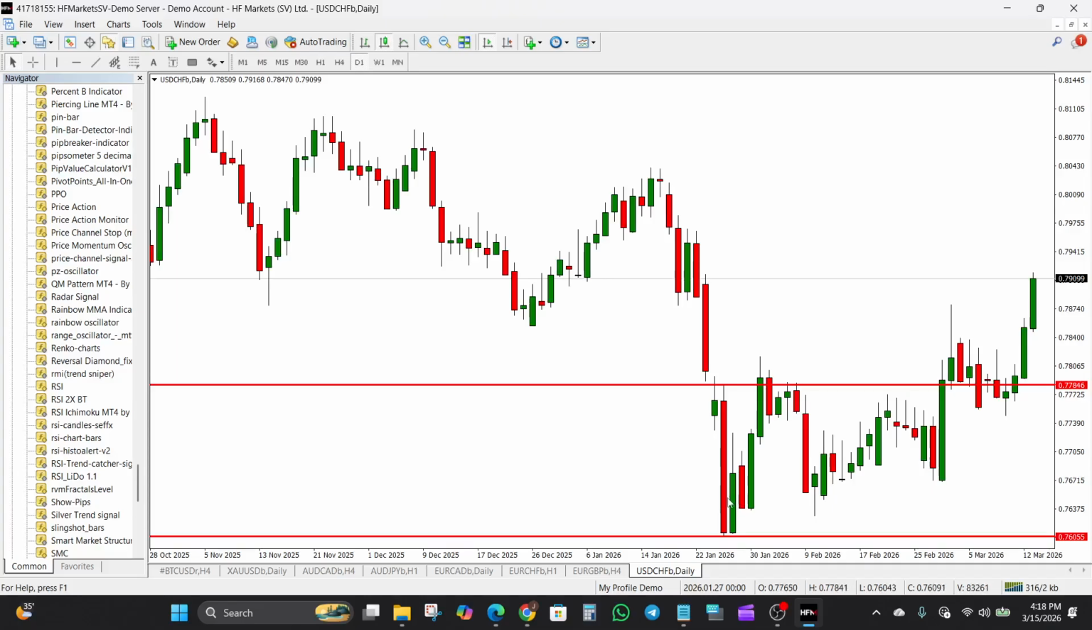Traders who study this pattern usually focus on the high and the low of the mother candle, since these levels can act as temporary support and resistance. If price eventually breaks above the high of the mother candle, it may indicate that buying pressure is increasing. If price breaks below the low of the mother candle, it may suggest that selling pressure is gaining strength.